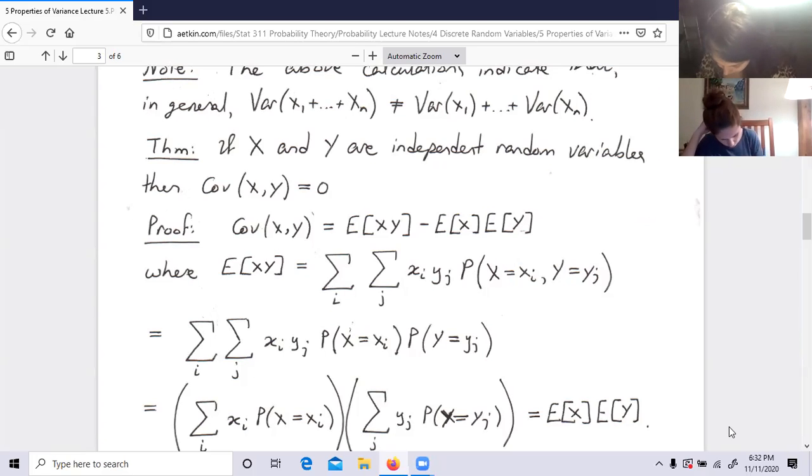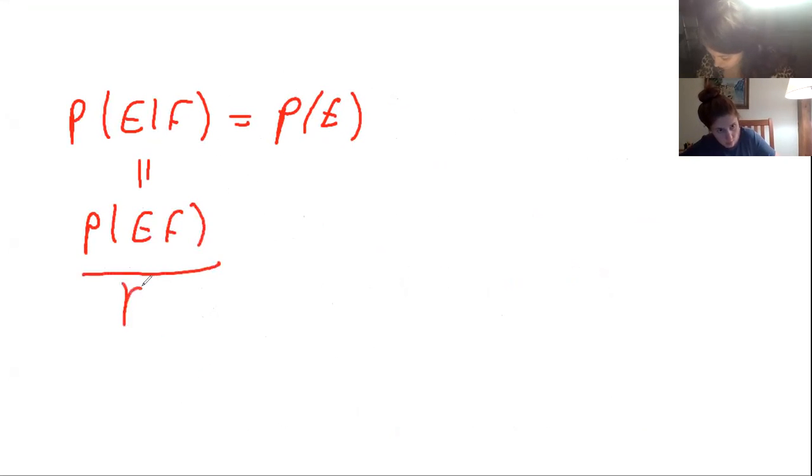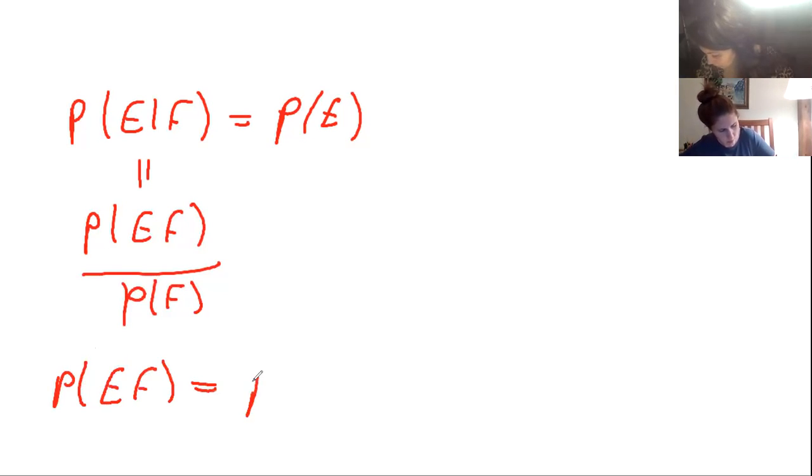So when I say events E and F are independent, what do I say? I say that the probability of E given F is not changing the probability. It's the probability of E. And this by definition is simply probability EF divided by probability F. So that means that probability EF should equal probability of E multiplied by probability F. Yes, that's independence.